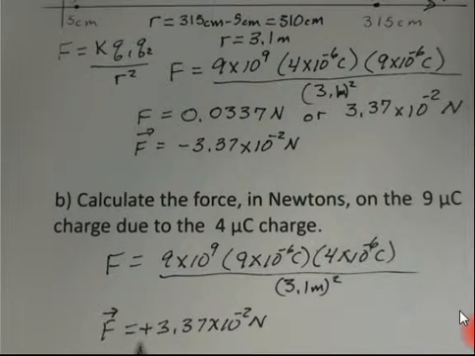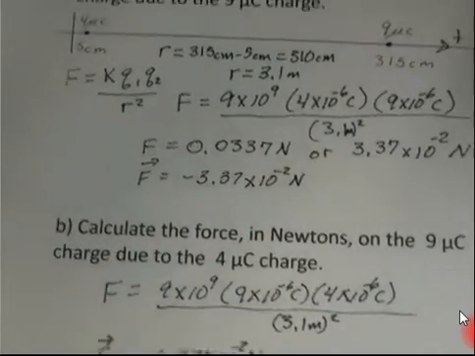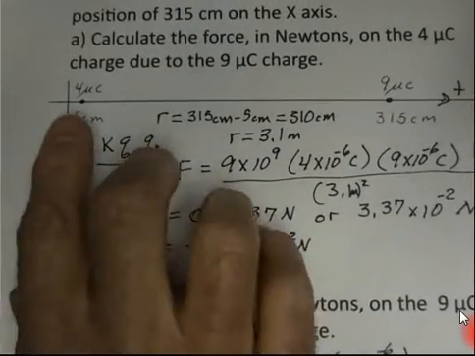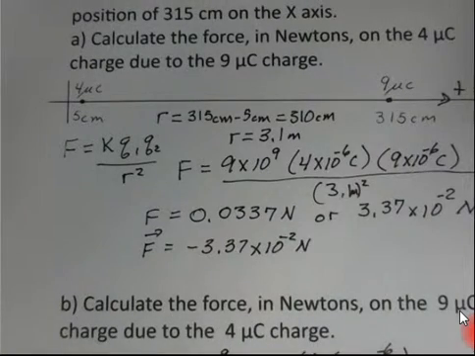The vector force on the 9 microcoulomb charge is plus 3.37 times 10 to the minus 2 newtons. It's kind of an example of Newton's third law. The force on these two objects, the force on object 1 and object 2, same magnitude, opposite direction.